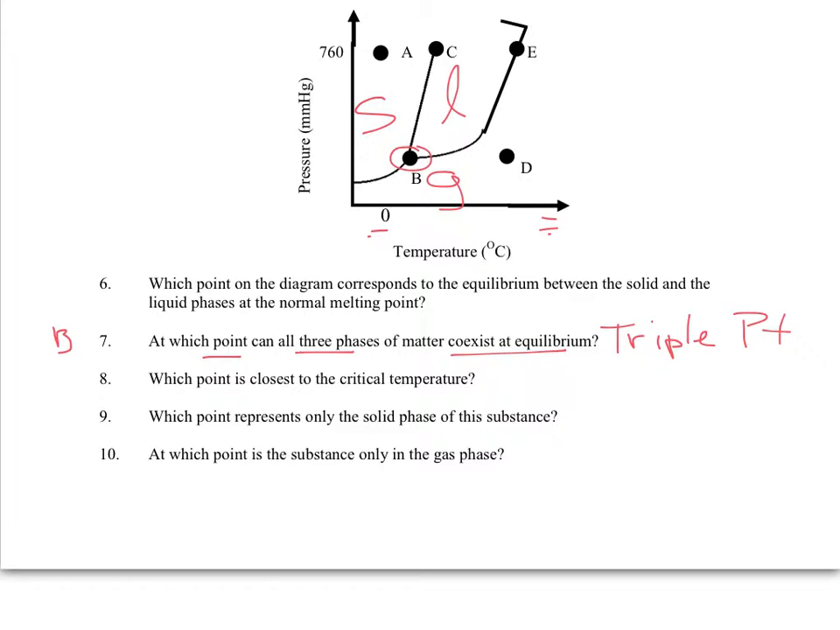Which point is closest to the critical temperature? I'm going to be honest with you, I don't know. Which point represents the only solid phase in the substance? That's easy. That is A. Which point is the substance a gas? It is D. Very good. Does that make sense? So the phase is off of the lines? Yes, that's a solid, yeah.